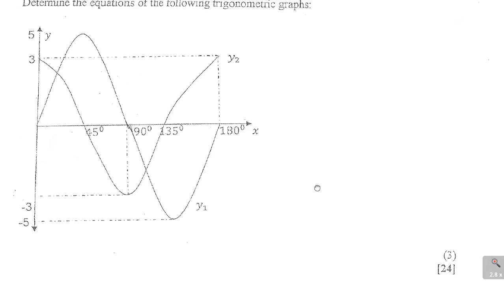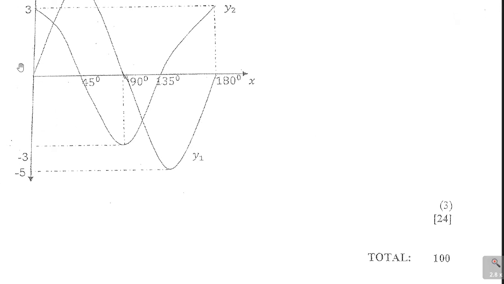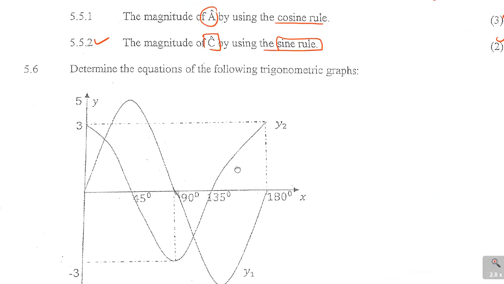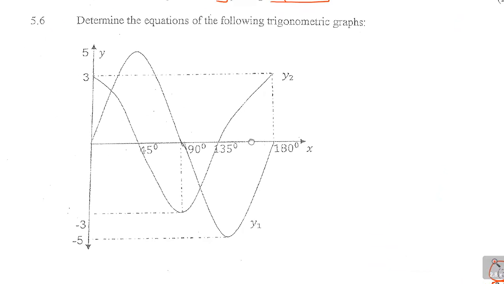And we have got the last one. I think this is the last question because there are 3 marks, 24, and the total is 100. So you see that this is the last part. Let's look at the last question. It says determine the equations of the following trigonometric graphs. You are given the 1 for 3 there.